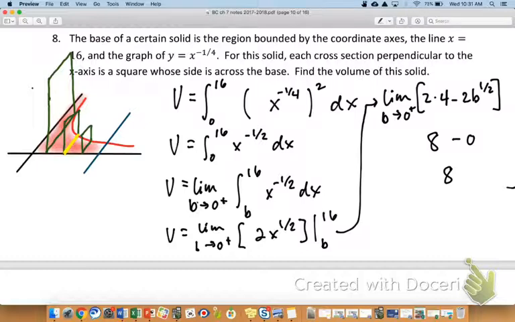How is the volume finite? The answer is we use limits. Limits allow us to actually see the pattern. We're looking at this pattern and saying, where is the volume headed? The volume is headed towards 8.